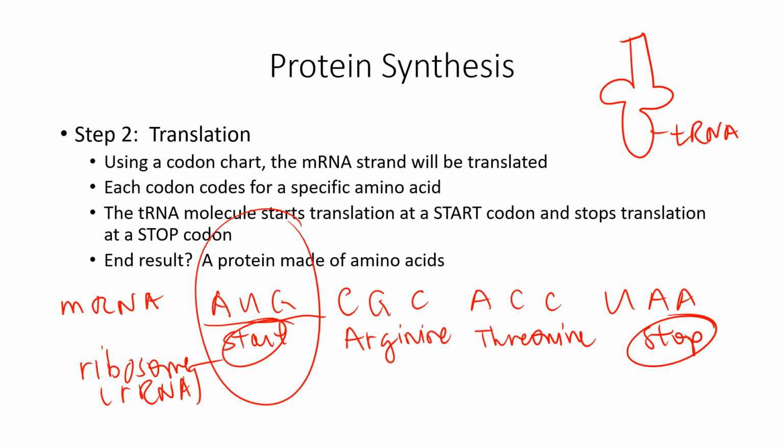Now all we need to do is link these together with peptide bonds, and now we have a primary structure of protein, that bead on a string appearance. And then of course from there we can go to secondary, tertiary, and if necessary, quaternary level structure. So these bonds here are, of course, called those peptide bonds.